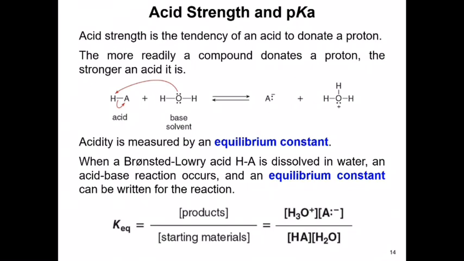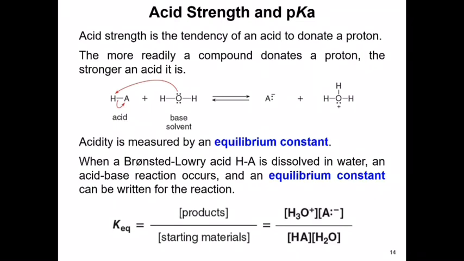So an acid that's 100% ionized is considered a strong acid, whereas an acid that ionizes partially, like hydrochloric acid, for example, would be considered a weak acid. Or you can also look at ionization constants or equilibrium constants like Ka or pKa to determine the strength of acids. Acid strength is the tendency of an acid to donate a proton, to donate a hydrogen ion. The more readily a compound donates a proton, the stronger that acid is.